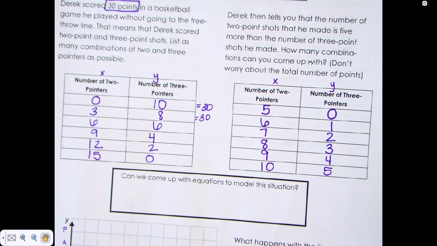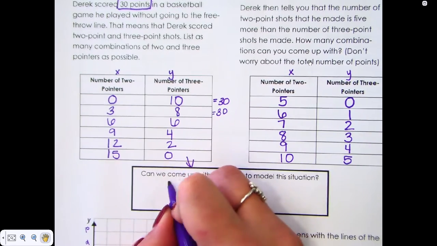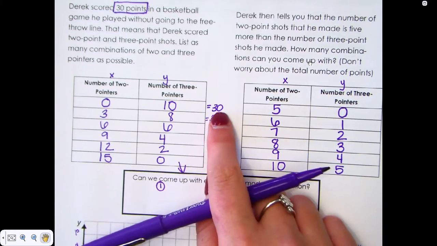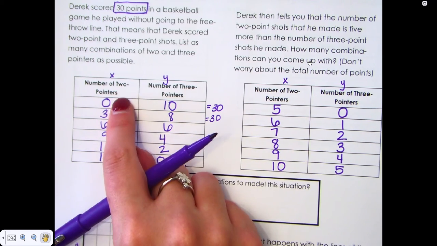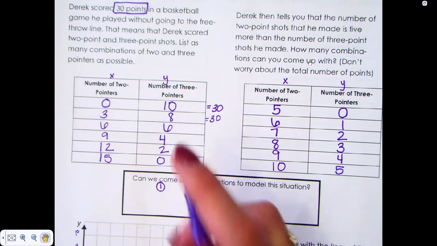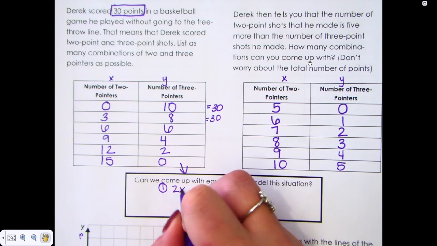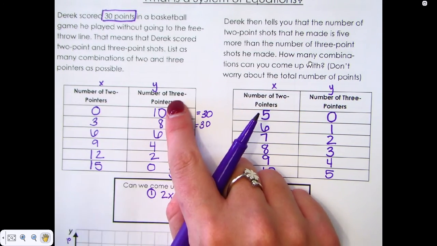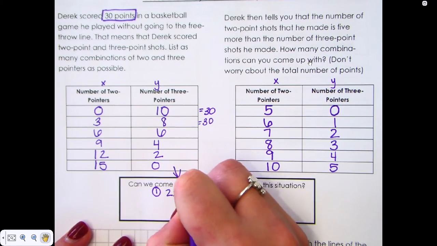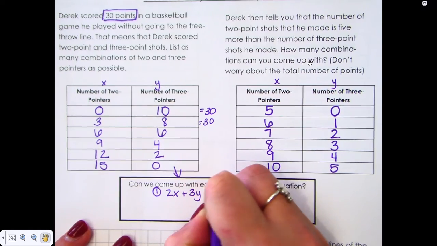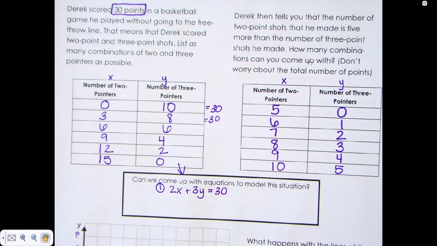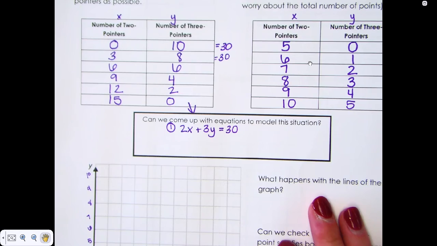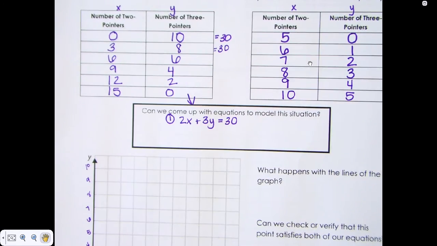Okay, so now we have our tables that show both of these relationships. I'm going to come up with 2 equations. So with this first scenario, to get the number of points, 30, I have to take 2-pointers, so I have to take what x is and multiply it by 2. Then 3-pointers are worth 3, so I have to take y and multiply it by 3. And then that should total to give you 30 points. So there's one equation that we can use to model this scenario.